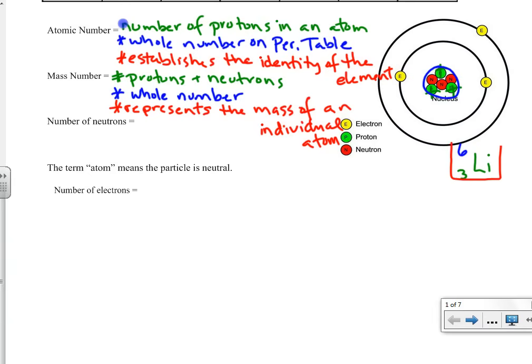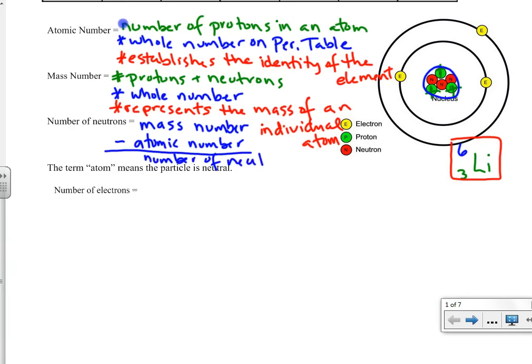So if we were to go back to this symbol that I had you write down, mass number of 6, atomic number of 3, if all I gave you was this information, you could easily calculate the number of neutrons by subtracting the mass number minus the atomic number. Okay, so the number of neutrons can be found if you take the mass number, subtract the atomic number. That would give you the number of neutrons.